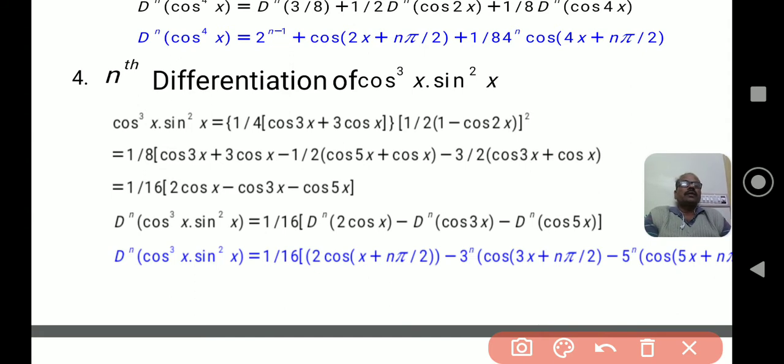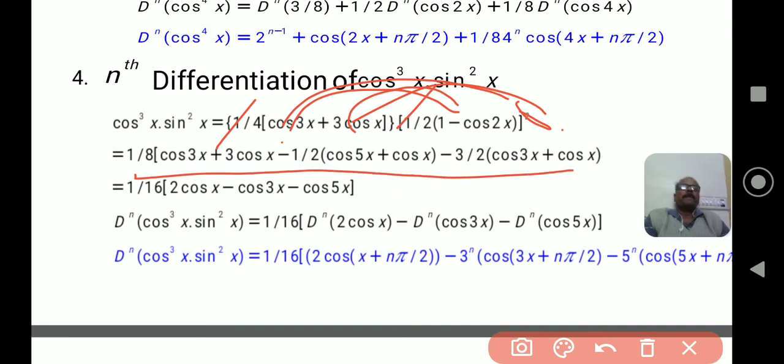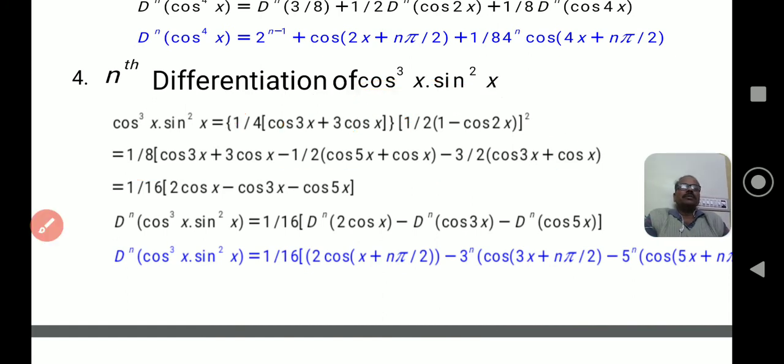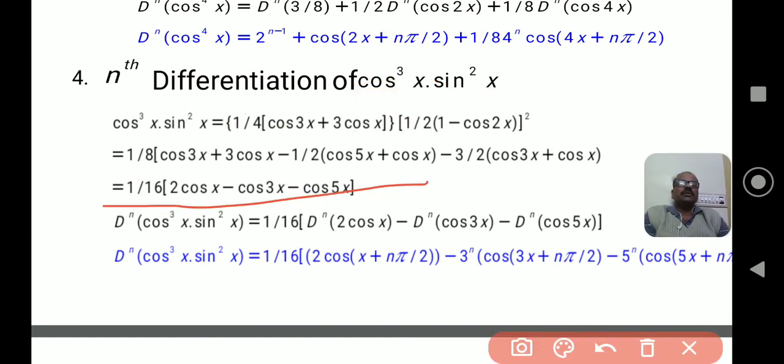Finally I am writing 1 by 8 times, we are multiplying 1 by 4 into 1 by 2, we write cos 3x plus 3 cos x into the expansion of this, which is 1 minus cos 2x. Next, 1 by 8 into cos 3x, similarly 3 cos x into 1, and similarly we can multiply these two, and finally we get this step. It is a very simple arithmetic operation. After simplification we get 1 by 8 into 1 by 2, which is 1 by 16.